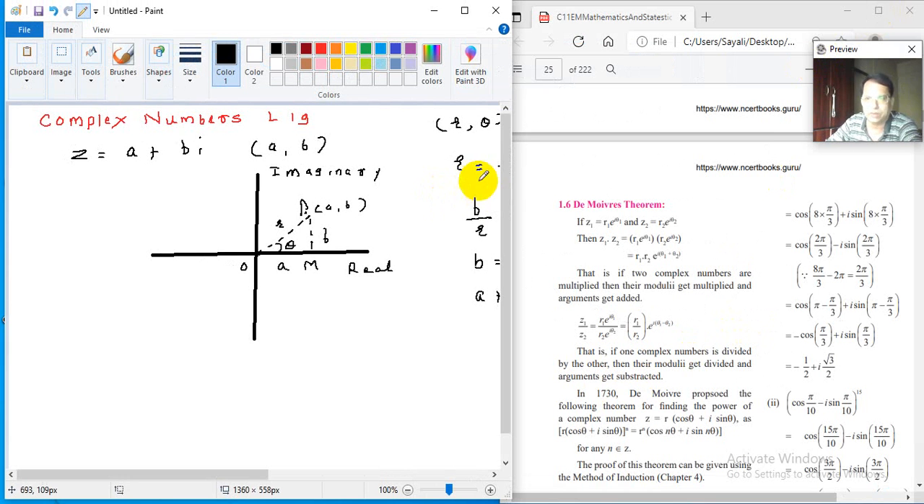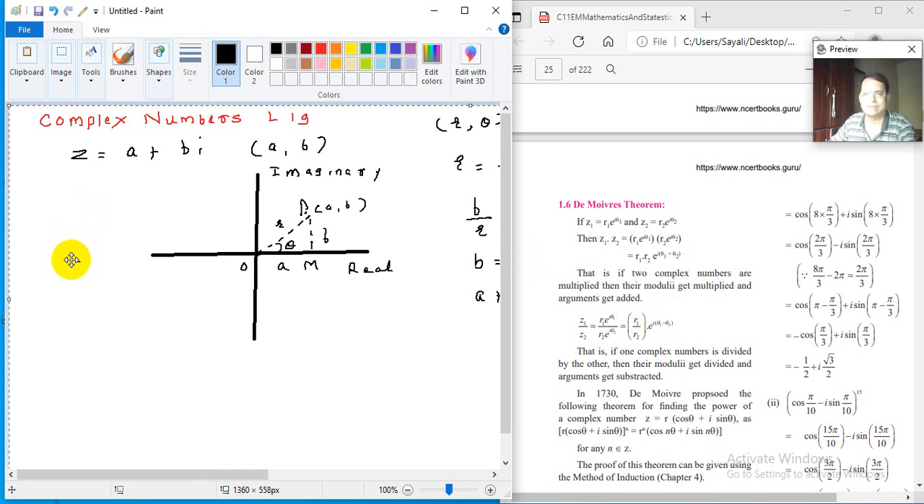See, this is De Moivre's theorem. If z1 is r1 into e raised to i theta 1, and z2 is r2 into e raised to i theta 2, then z1 into z2, z1 upon z2, all such things are there. That is, if one complex number is divided by the other, then their moduli get divided and arguments get subtracted. This result we can verify. There is nothing difficult in this. I will tell you what is happening there.